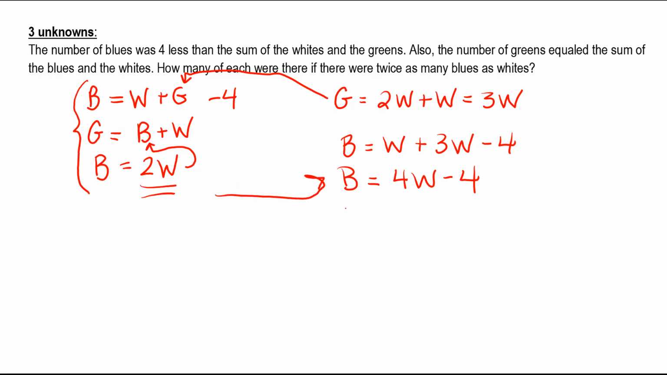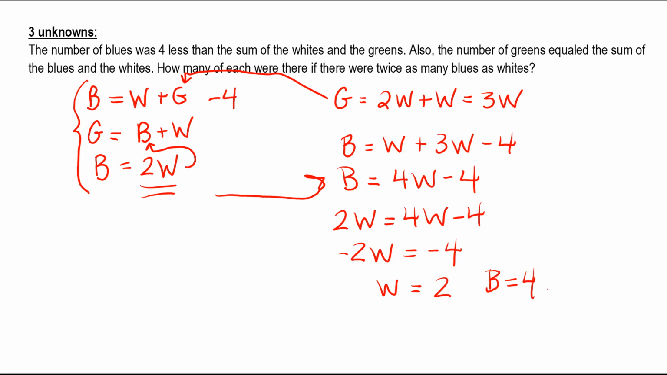and then we'll just go back and use this again for B, put that in, 2W, so 2W is equal to 4W minus 4, so negative 2W is equal to negative 4, so W is 2, and since B is 2W, B is 4, and since G is 3W, G is 6. So we would say 2 whites, 4 blues, and 6 greens.